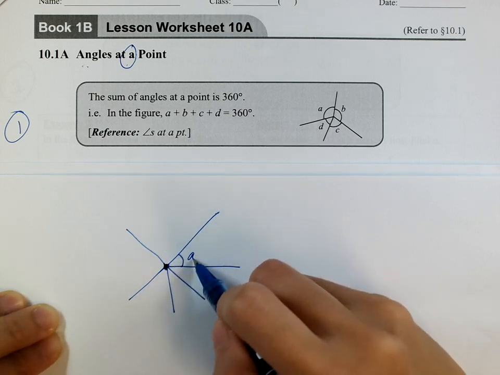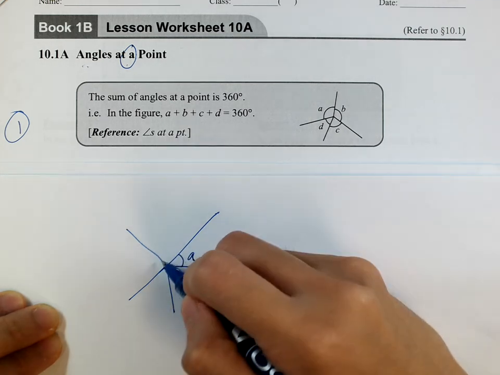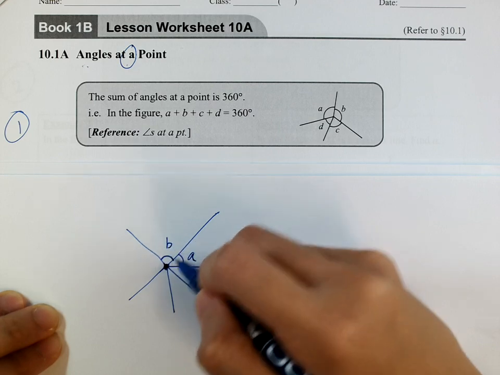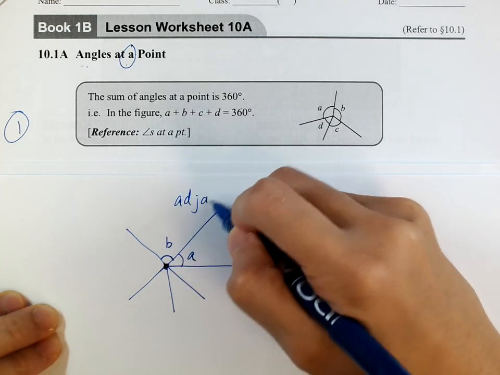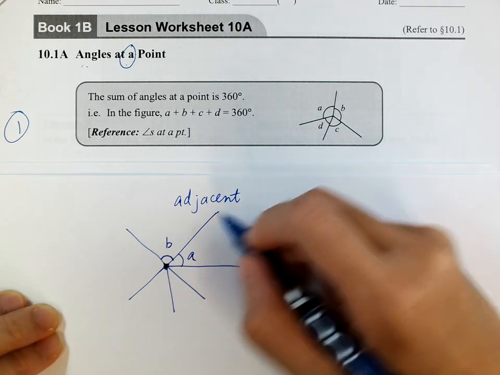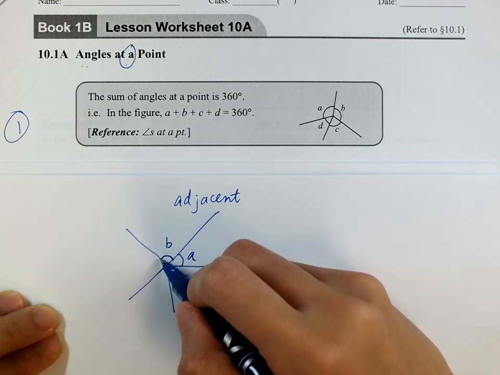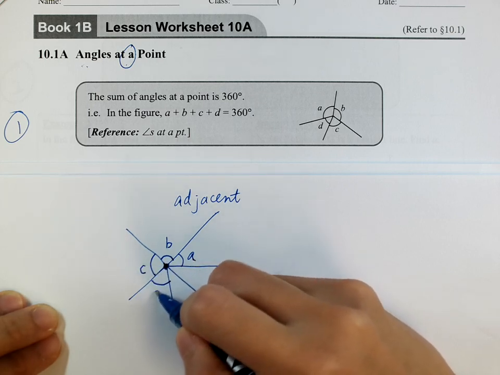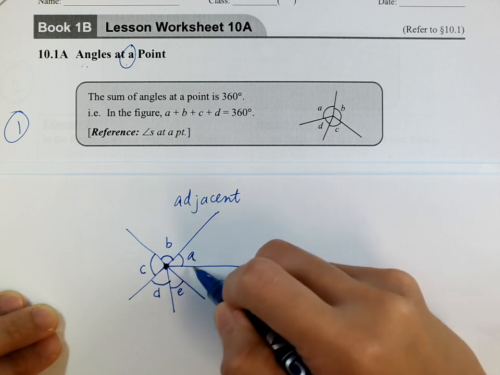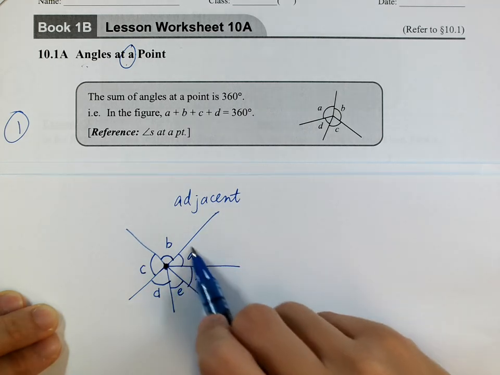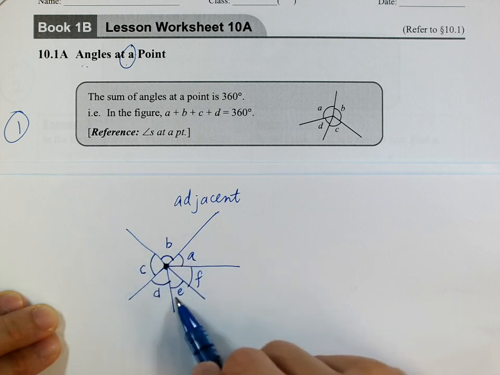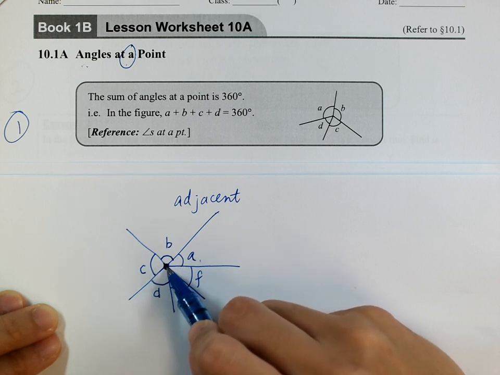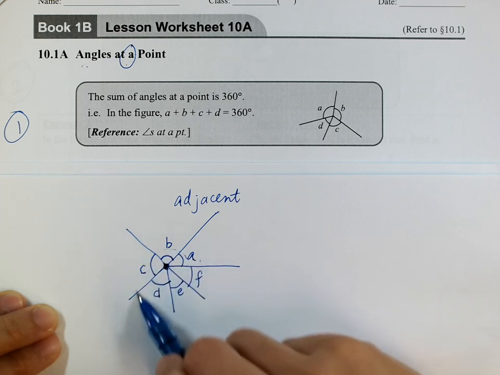If, for example, this is called angle A, then the angle next to it, we usually call the adjacent angle. Adjacent means the angle next to it. So for angle B, there is another adjacent angle, which is C, another adjacent angle, which is D, and so on. Therefore all these angles A, B, C, D, E, F have their tips located at the same point, so we call them angles at a point.